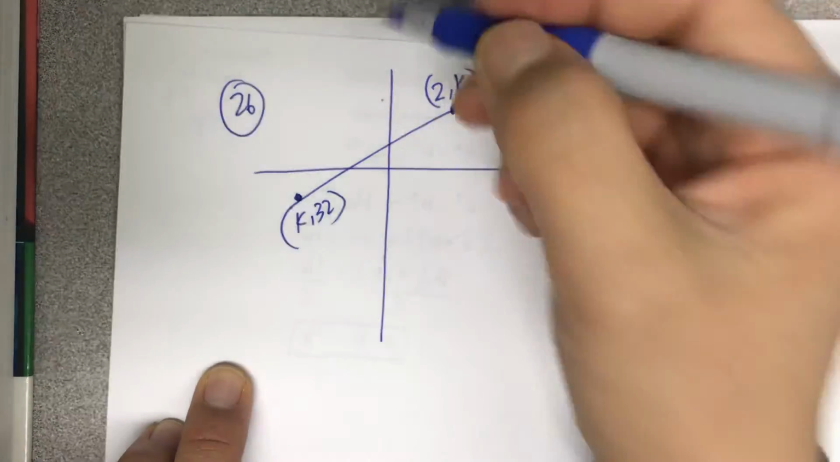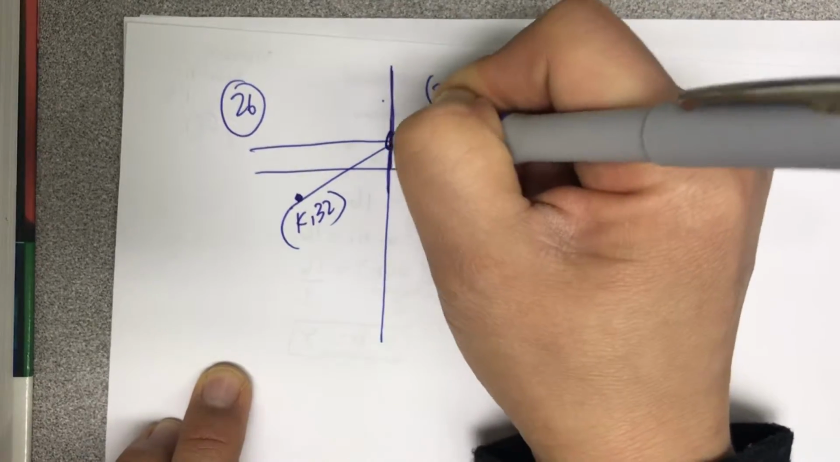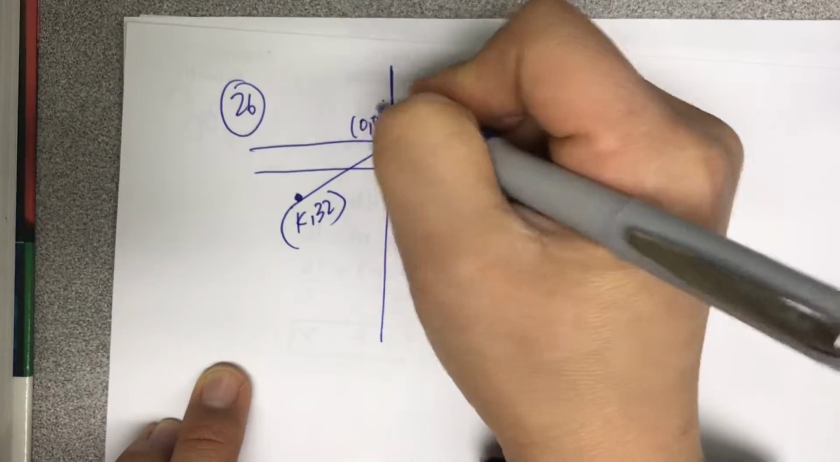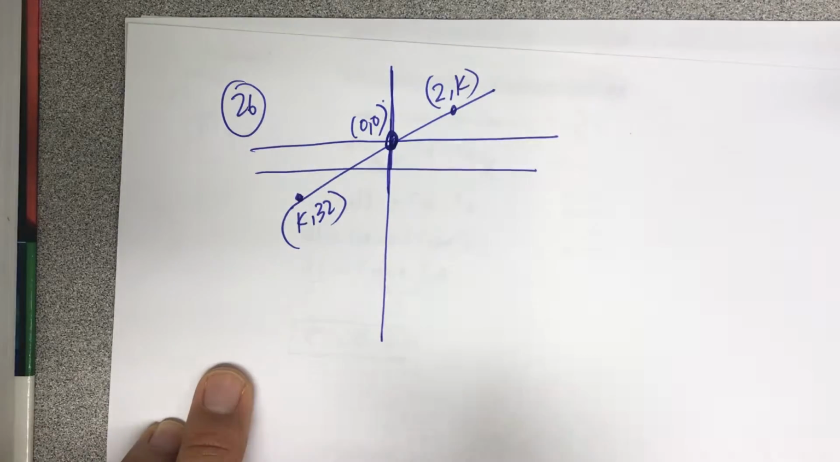And it passes through the origin, my bad. Pretend this is the origin, okay? So we know the point for the origin: (0, 0), right? So this is one line, and we now have 3 points on this line. Which of the following could be the value of k? We need to find out the value of k.